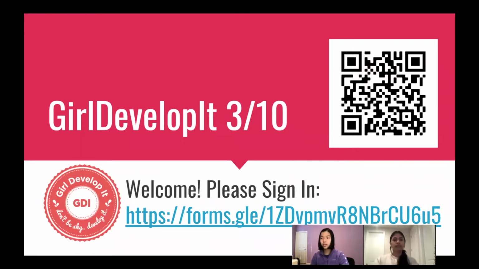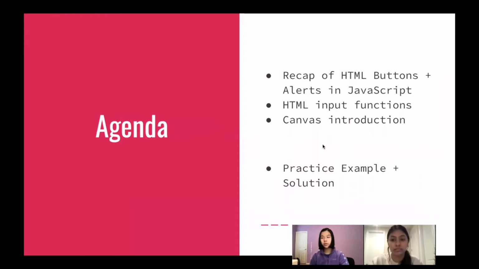Today we'll be covering HTML input functions and focus on how to code a color slider. We'll be quickly reviewing syntax for HTML buttons and alerts in JavaScript from the last meeting, and then we'll be learning how to code for HTML input functions, and we'll also be introducing the canvas element in JavaScript. And then finally, we'll have practice for you to try out these applications for yourselves.